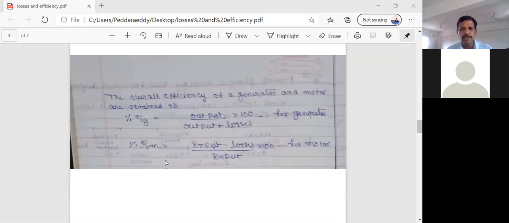Next, this is the general formula for efficiency. If you take a generator, a motor, a transformer, a synchronous machine, as you wish, if you take any machine, the formula for efficiency is output by input. But we can also write the efficiency formula as output by output plus losses. Why? Because input is equal to output plus losses.